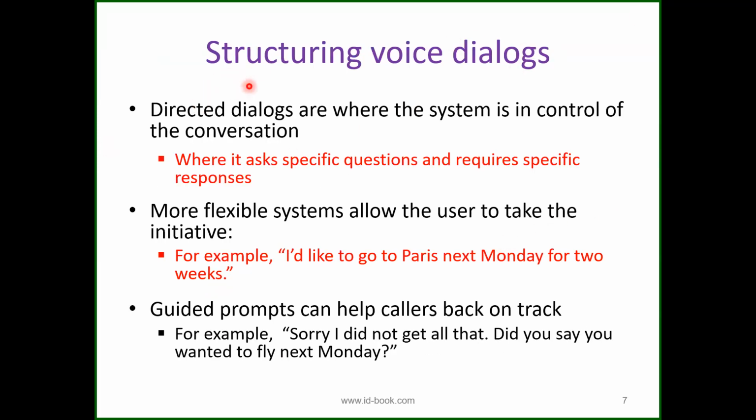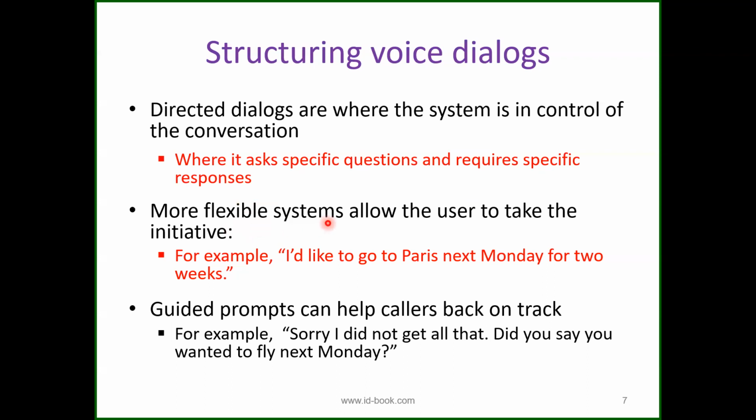How should the structuring of voice dialogues be done? There are directed dialogues, more flexible systems, and guided prompts. Now let us see what all these three refer to. Directed dialogues are where the system is in control of the conversation. Here the system is controlling the conversation, where it asks specific questions and requires a specific response. If the response is not given precisely, then it will ask the question again and give you a hint, but it is not accepting your wrong answers.